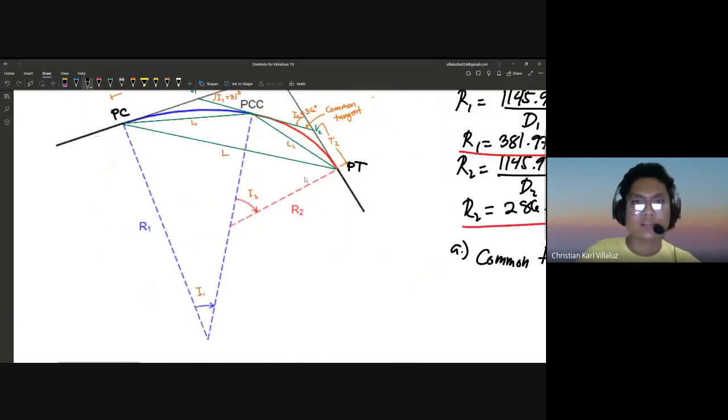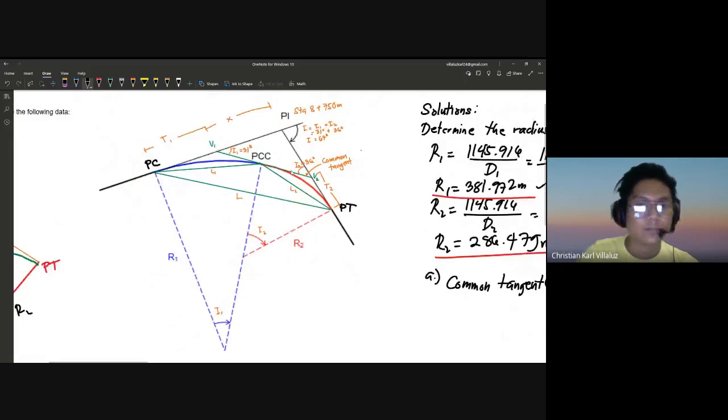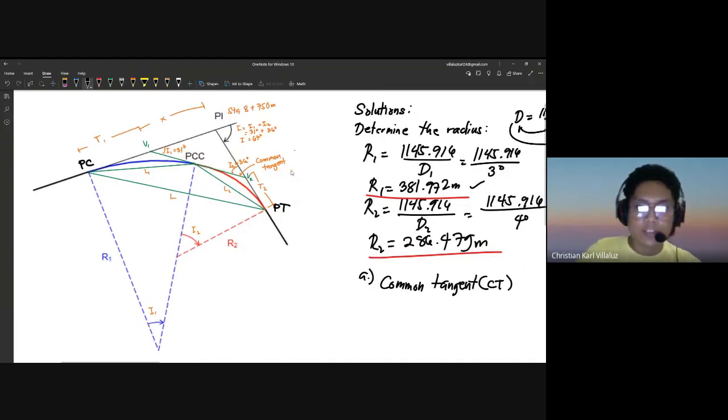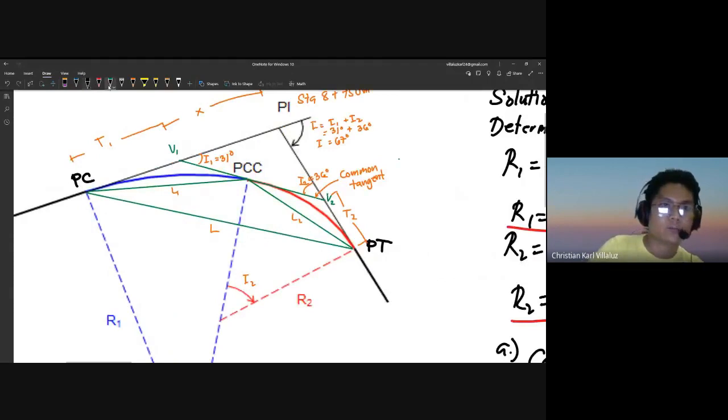So ito na yung drawing. Ilagay niya lahat ng pwedeng ilagay na part nung compound curve para mas madali ma-visualize natin yung solution na dapat gawin. So unang tanong ay hanapin yung common tangent ng compound curve. So ang common tangent ay ito. Ito yung common tangent.